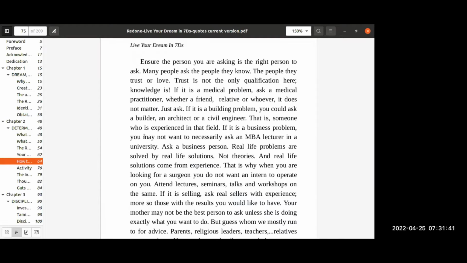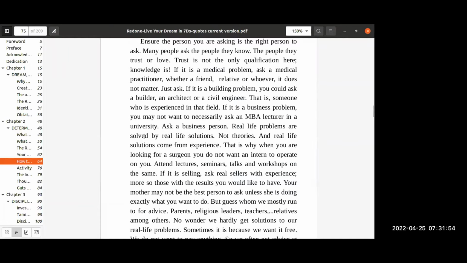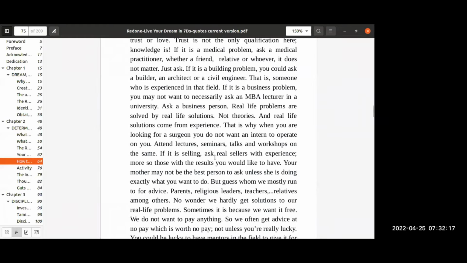If it is a building problem, you could ask a builder, an architect, or a civil engineer. That is someone who is experienced in that field. If it is a business problem, you may not want to necessarily ask an MBA lecturer in a university. Ask a business person. Real life problems are solved by real life solutions, not theories. And real life solutions come from experience. That is why when you're looking for a surgeon, you do not want an intern to operate on you.